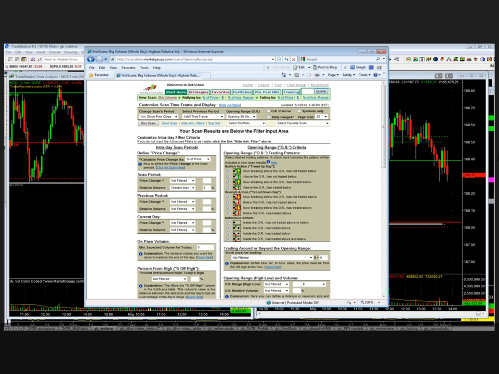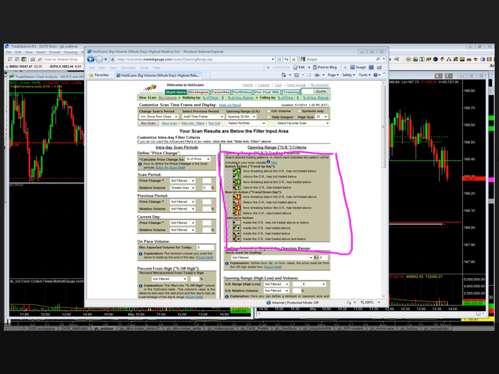But the reason that I brought you to this page is because this area of the filters basically tells you what everything means. So one thing I didn't go over was the yellow arrow. So the yellow arrow means that you're breaking out of your opening range during your scan period. Okay, so if your scan period is set to 10 minutes, then if you've broken out in the last 10 minutes, you're going to get a yellow arrow. After that 10-minute time frame is up, you're just going to see a green arrow.